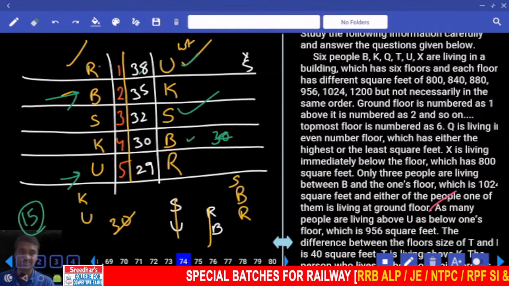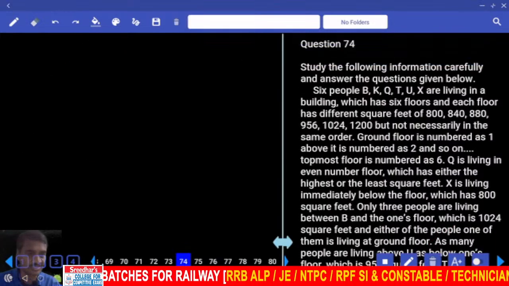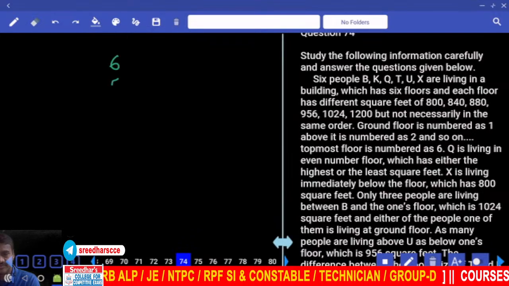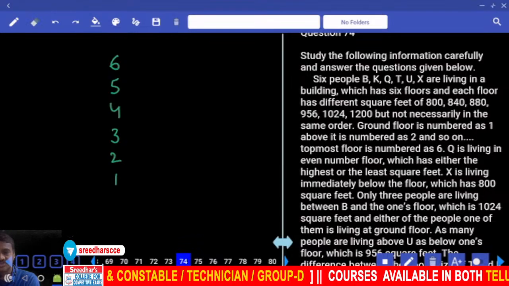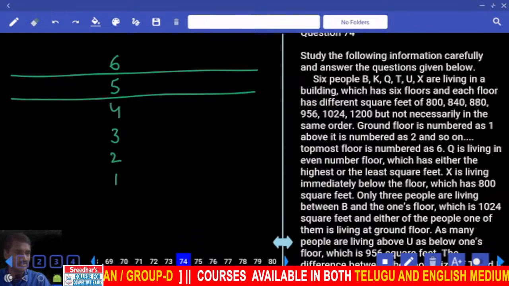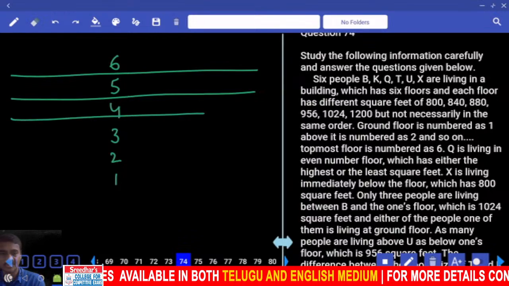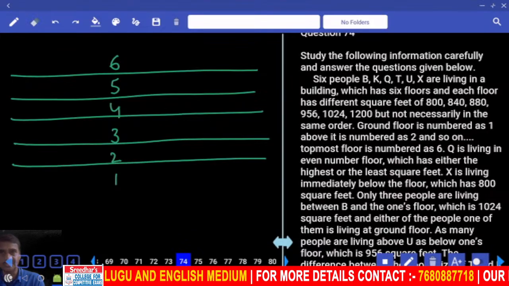Now there are 6 people living in a building. Now 6 people live on 6 different floors of a building. Now 6, 5, 4, 3, 2 and 1. And what else is given? Each floor has a different area in square feet. Now the areas of these floors were given, and each one is of different square feet.